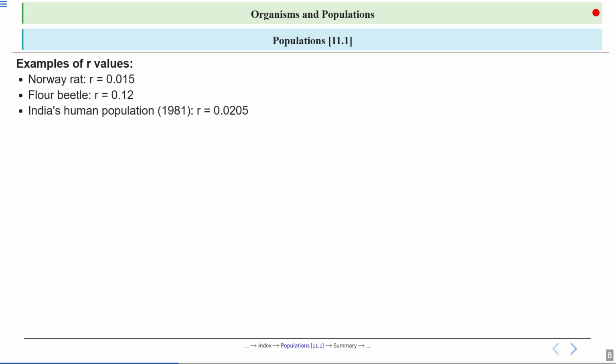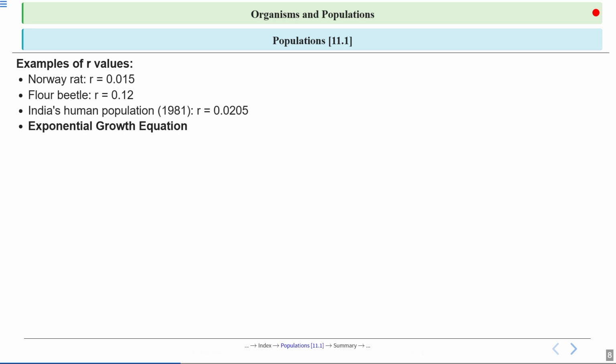Now look at India's human population in 1981, which had an r value of 0.0205. This value is higher than that of the Norway rat but lower than that of the flower beetle, reflecting a moderate growth rate. Human populations often have complex growth dynamics influenced by various factors, including social and economic conditions.